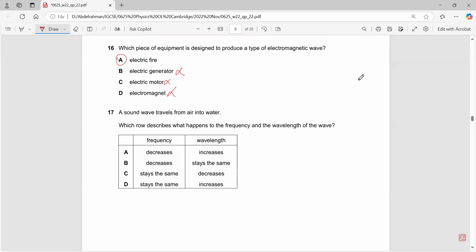Question 17. A sound wave travels from air into water. What happens to frequency and what happens to the wavelength? The frequency of any wave always remains the same. Whenever you produce a wave, the frequency of this wave doesn't change. But the wavelength and the speed of this wave can change due to the medium in which this wave is traveling. A sound wave is a mechanical wave, which requires a medium. So actually the wavelength increases. It moves at a higher speed.